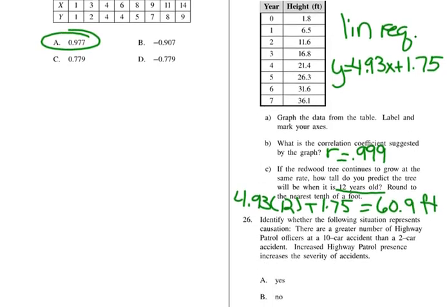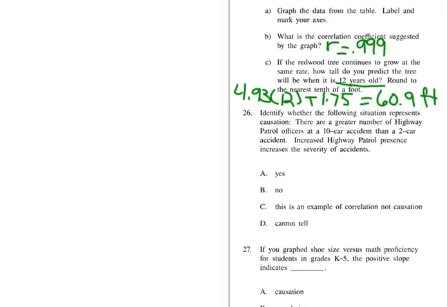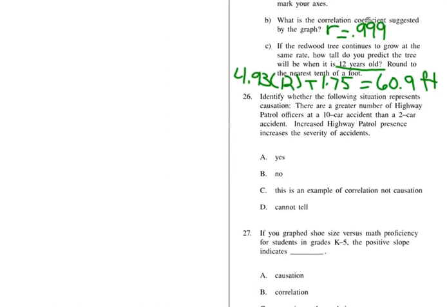For number 26, identify whether the following situation represents causation. Remember, causation is one thing causing another thing to happen. So we're saying increased highway patrol presence increases the severity of accidents. Well, that was a lot like our fire question. So this is an example of a correlation. We have that behind-the-scenes one: obviously the bigger the accident, the more police you are going to need there to help control the scene.